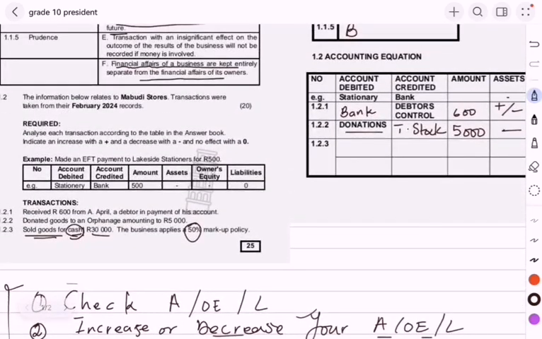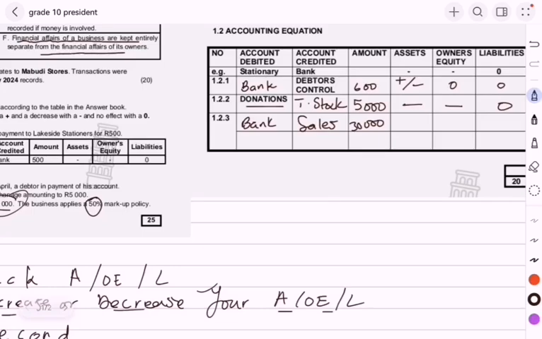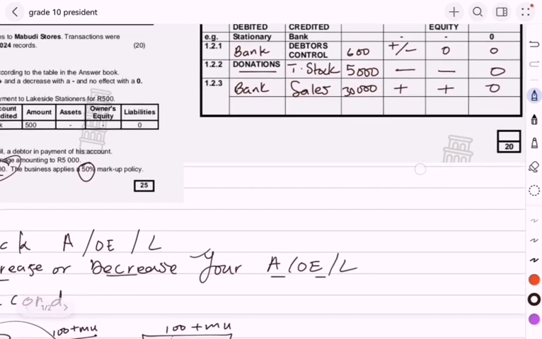So let us quickly record that. So bank is going to be debited, right? And sales is going to be credited. What's the amount? They told us that it's 30,000. Beautiful. Just like that. What's happening to your bank via your assets? Increase. What's happening to your owner's equity? Increase. What about liabilities? Of course, that's a zero.